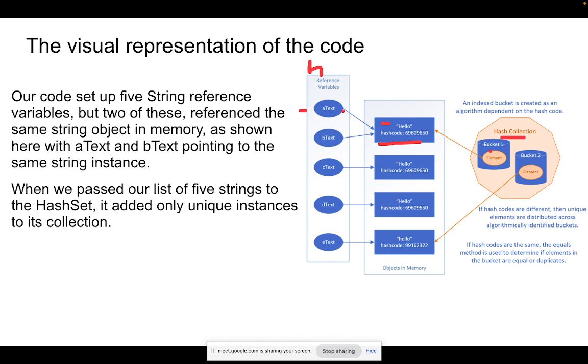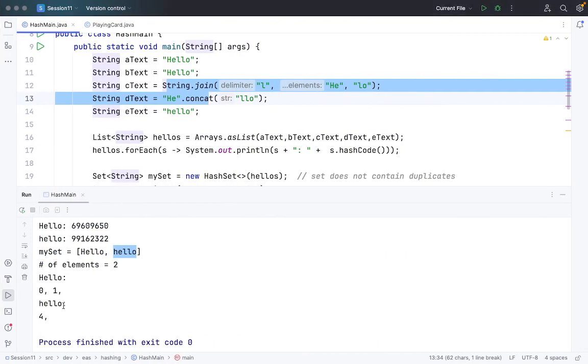So we have only one hello value, but we have two reference variables, A text and B text. The hello starting with H is different from the other four variable values, so it has bucket number 2. Basically it tells that A and B are pointing to the same string instance, so the hello with capital H is equating to 0 and 1, while the other hello is coming from the last element of 4.